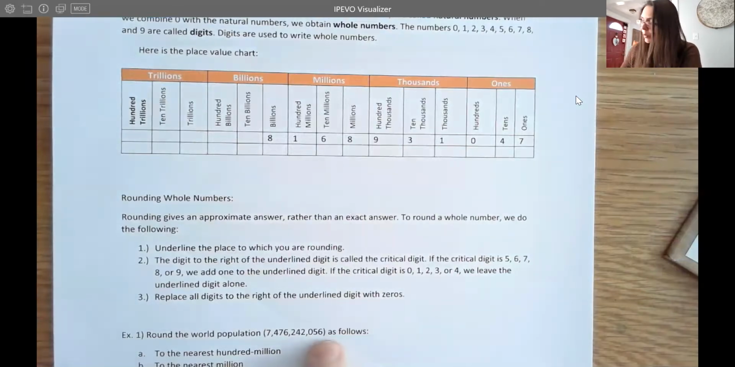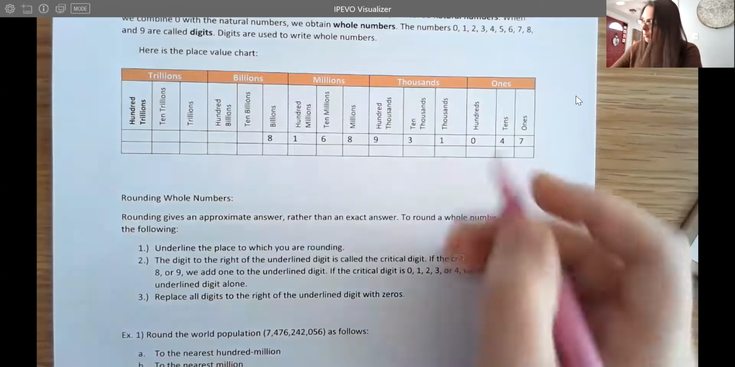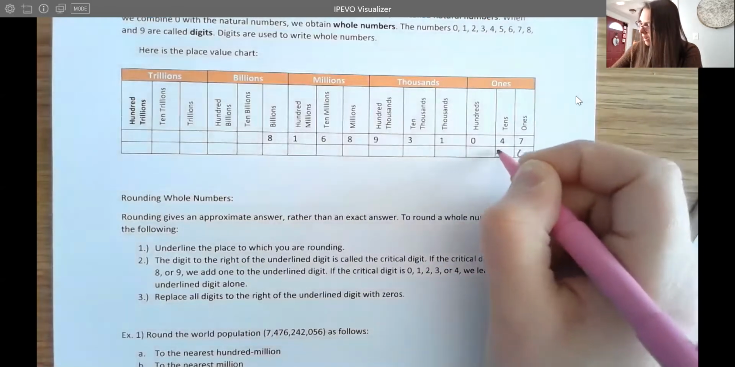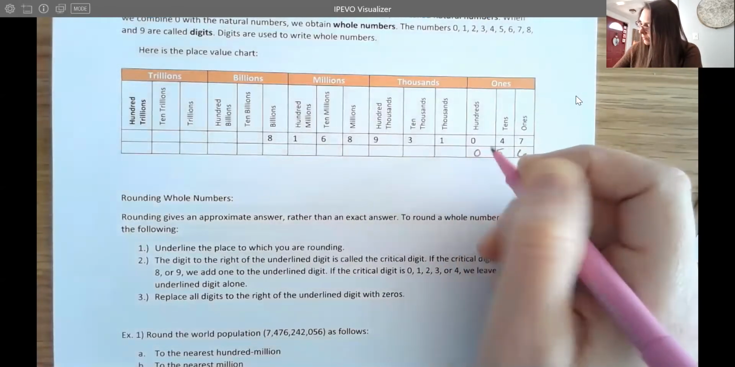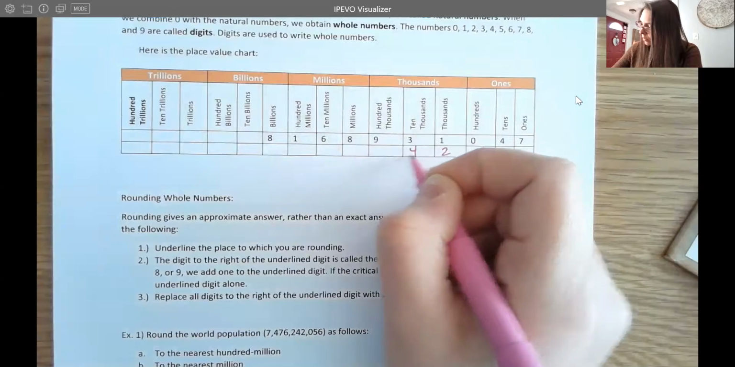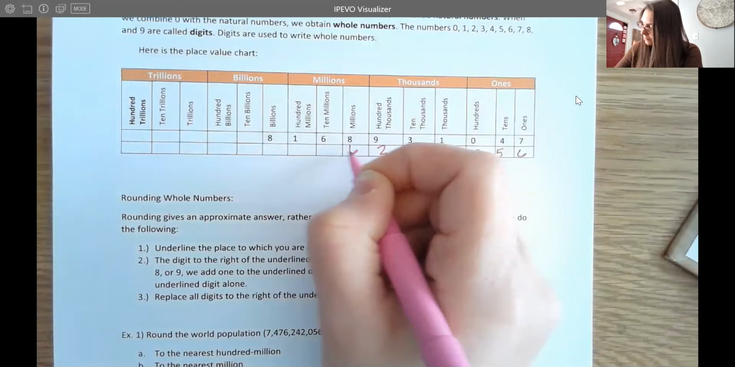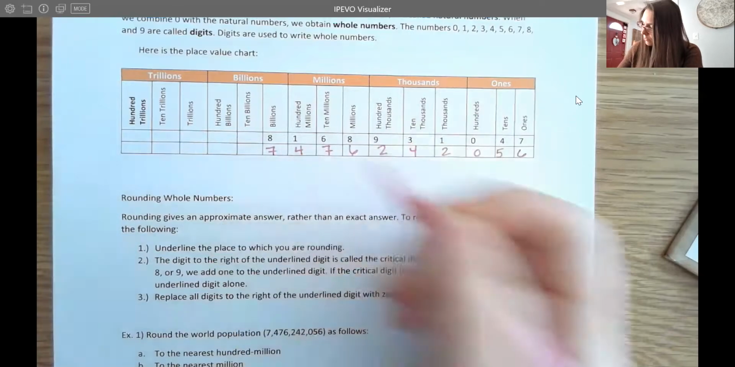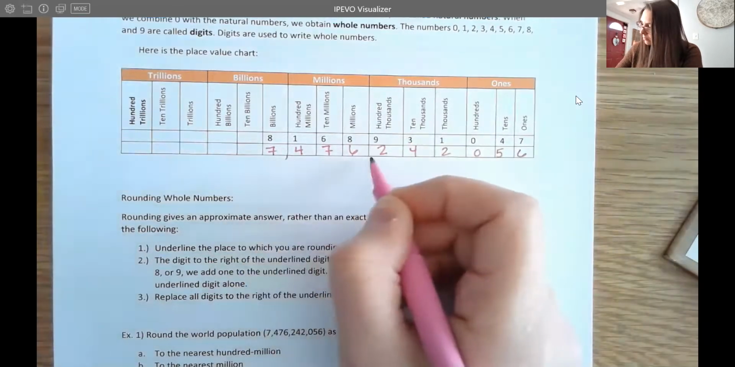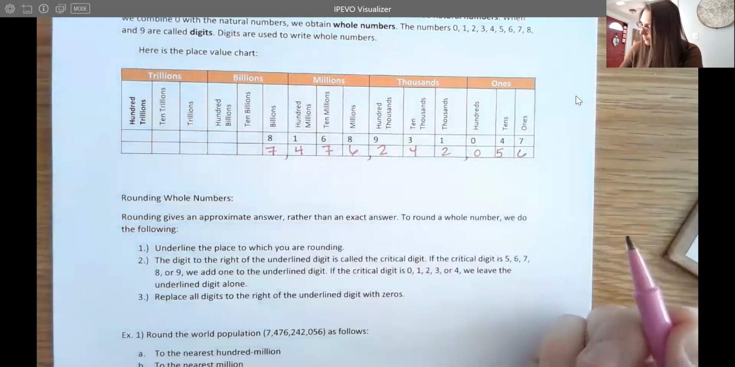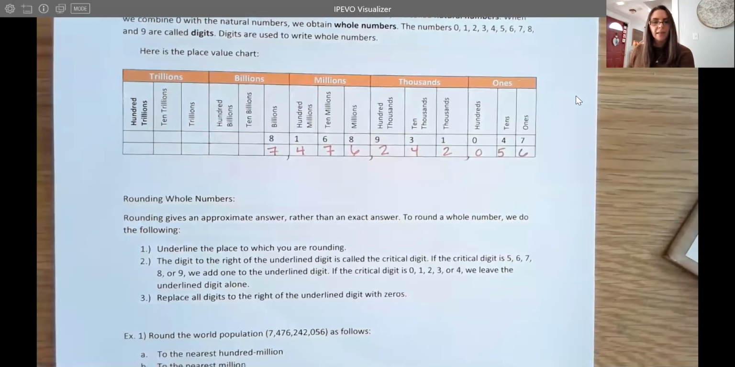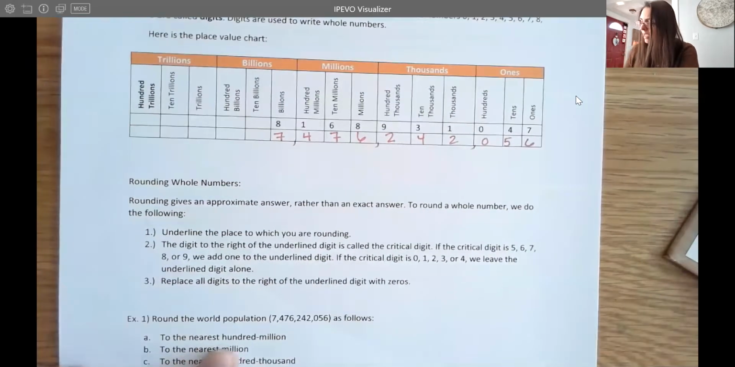When I add it in, I'm going to start on the right. So here's the 6, the 5, 0, 2, 4, 2, 6, 7, 4, and 7. Okay, so that way I can see my place values a little bit better. So I'm going to round to the nearest 100 million.